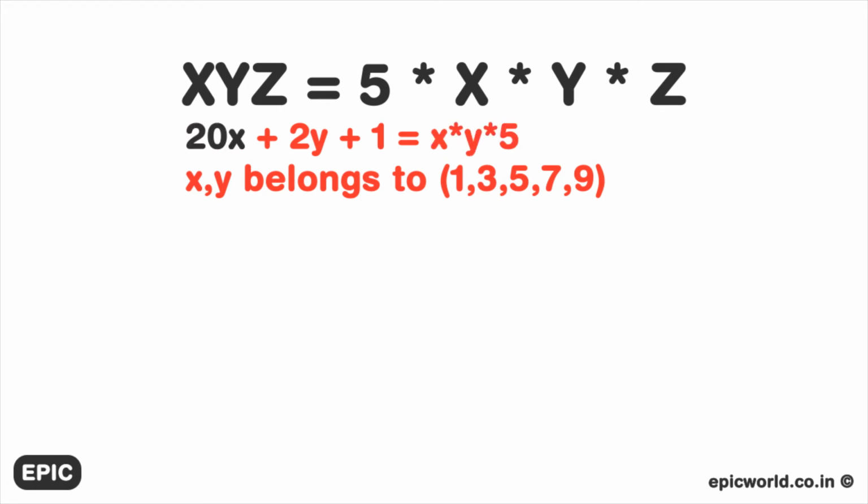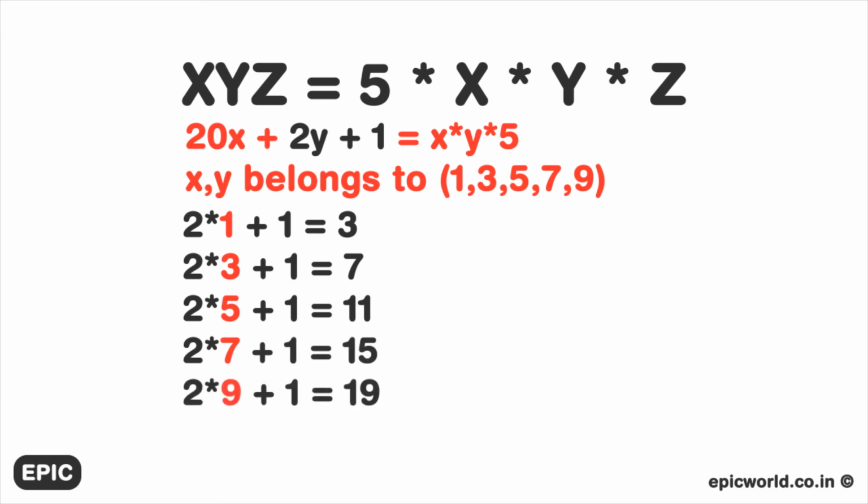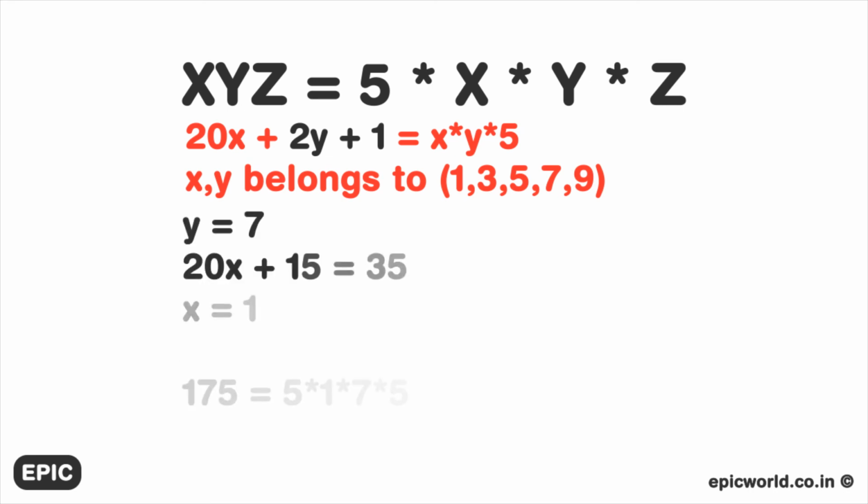In the left-hand side, the first term is 20x. This term will have a 0 at the end. So, the term 2y plus 1 must end in 5. 2 into 1 plus 1 is 3. 2 into 3 plus 1 is 7. 2 into 5 plus 1 is 11. 2 into 7 plus 1 is 15 and 2 into 9 plus 1 is 19. This means y is 7.